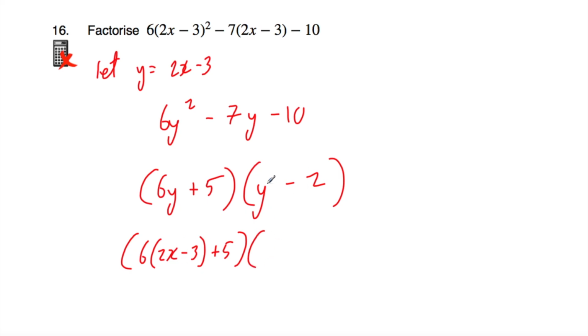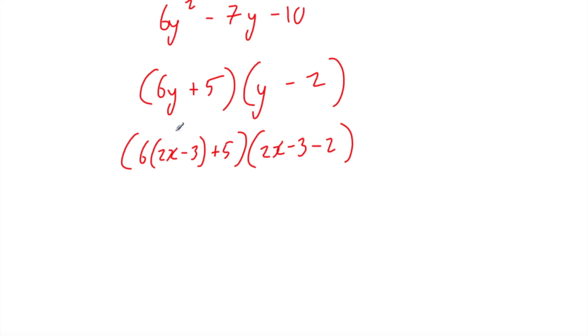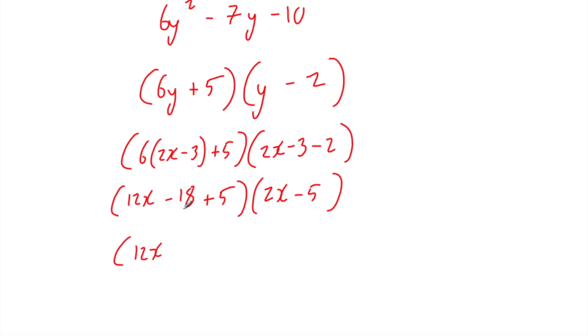And then our second bracket, instead of y, we've got 2x minus 3, and then minus another 2, close brackets. Now we just need to simplify this. So let's expand our brackets here. 6 times 2x would be 12x, and 6 times minus 3 would be minus 18, plus 5. And then the second bracket is quite straightforward. We've got 2x, and then minus 3, take away 2 would be minus 5. And then finally, in the first bracket, we've got 12x, and then minus 18 plus 5, which is minus 13, so (12x minus 13)(2x minus 5). And that's it factorised.